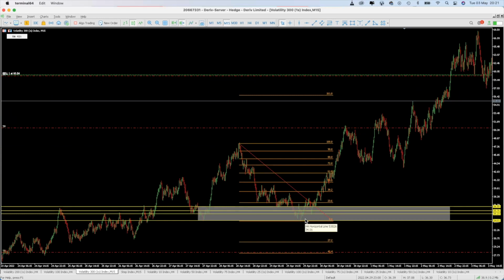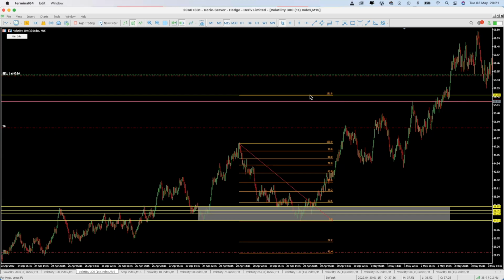Okay, and as you can see here, guys, after the entry, the market went straight to our first target, 100%. Then here we had a little bit of turbulence, but eventually the market hit the 161.8 area as well. So in this case, there was a little bit of drawdown.